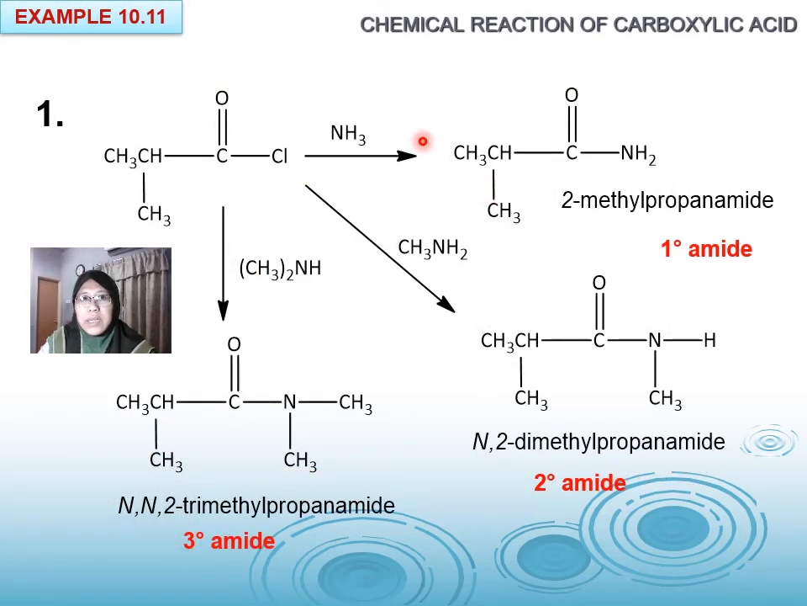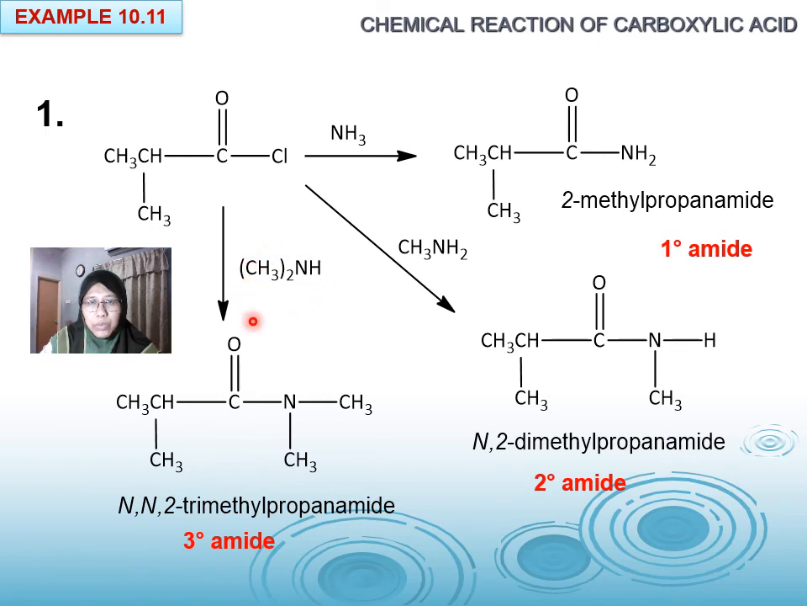Okay, this is the example 10.11, whereby we're going to use one reactant only to be reacted with 3 different reagents. So the first one is we react with ammonia. So we are going to remove the chlorine, okay, and then we're going to add in NH2. So this is 2-methylpropanamide. And then we're going to use this methanamine, whereby the R here is CH3, a methyl. So methyl is going to be carried together with the primary amine, okay, and it is going to form secondary amide. Now the name here is N,2-dimethylpropanamide. Okay, naming of amide is not compulsory for you.